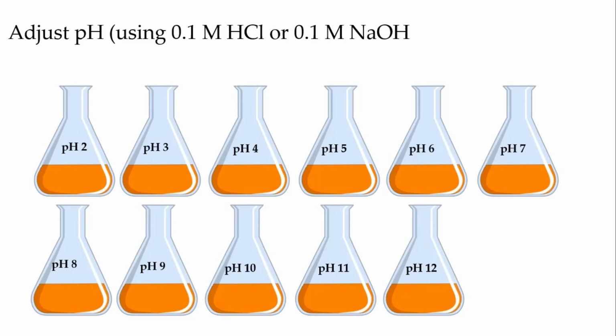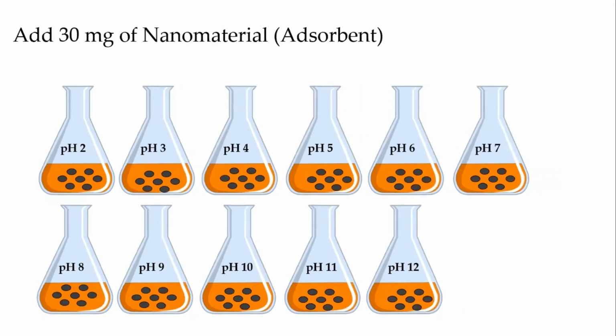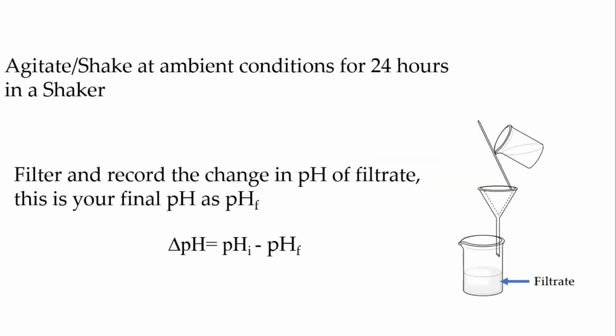After adjusting the pH, we will add 30 milligram of our adsorbent, our nanomaterial, to each of the flasks. Then we will agitate these flasks in a shaking incubator. Normally we run it at 150 RPM, revolutions per minute, for 24 hours. And then after 24 hours, we will filter this out and, from the filtrate collected, we will measure the pH of our filtrate. Then we will calculate delta pH.